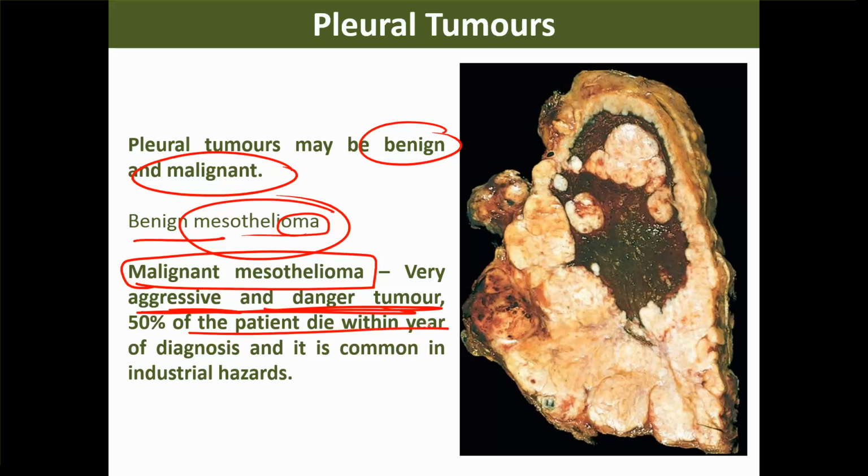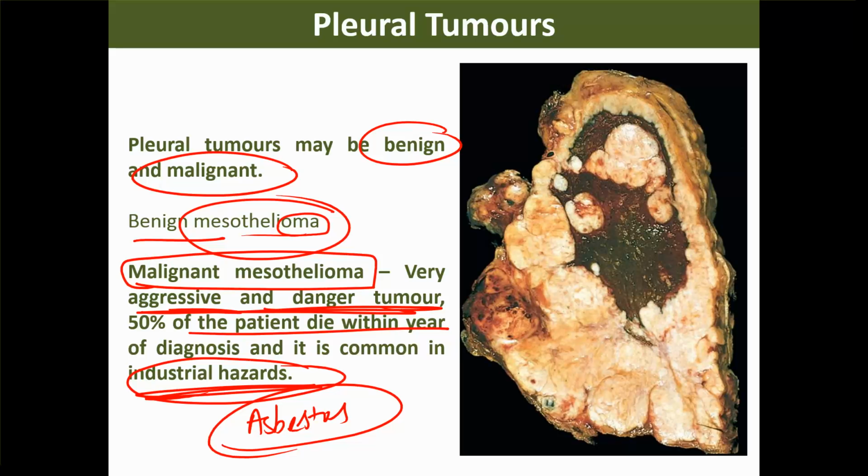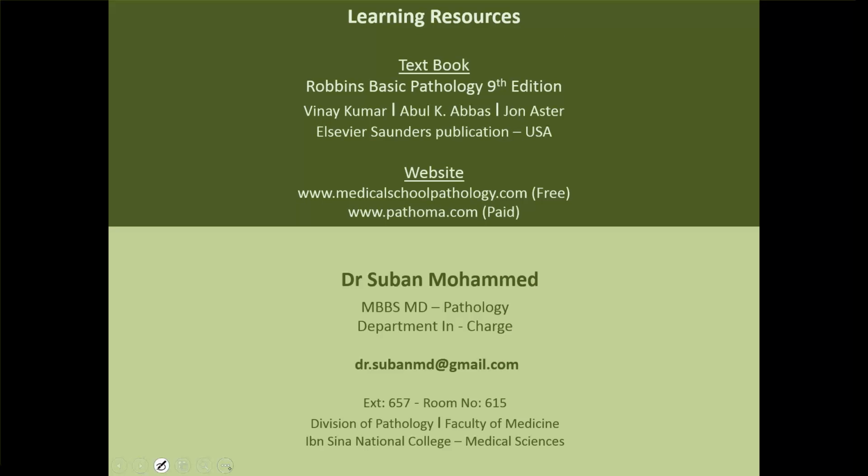Most of the patients die within a year, and they always have a common cause, that is an industrial hazard, most commonly asbestos. Asbestos is the most common cause of pleural malignant mesothelioma. Okay, this ends the pleural diseases.